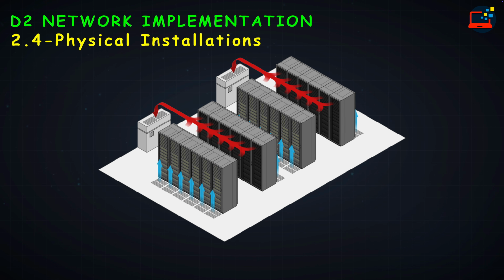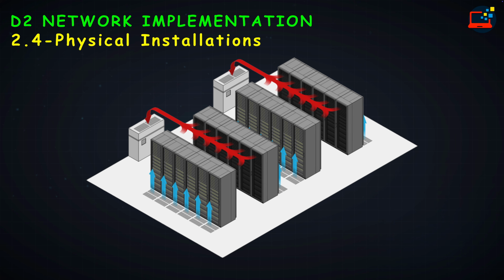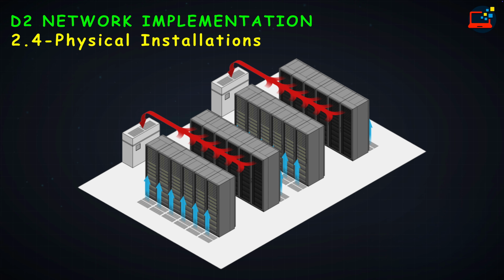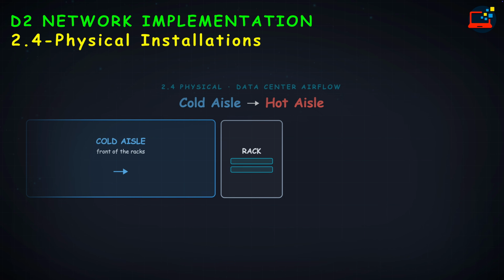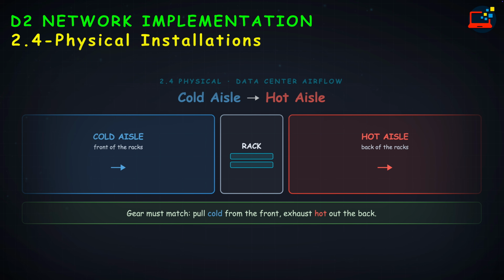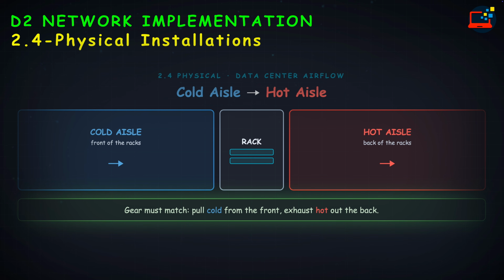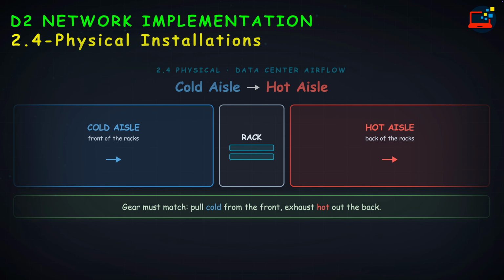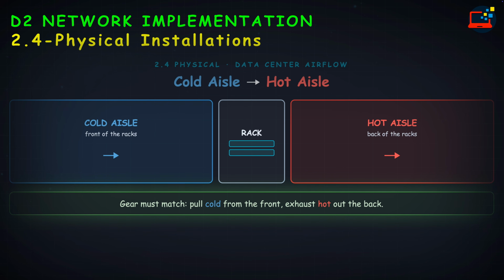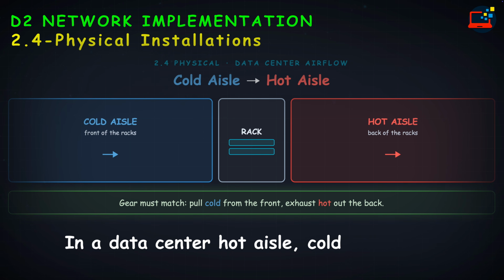Port-side exhaust and port-side intake describe the airflow direction of network gear. In a data center hot aisle, cold aisle layout, all the cold air enters from the front of the racks. All the hot air exits from the back of the racks. Switches and routers must match this airflow inside the rack, so they pull cold air from the cold aisle and exhaust hot air into the hot aisle.